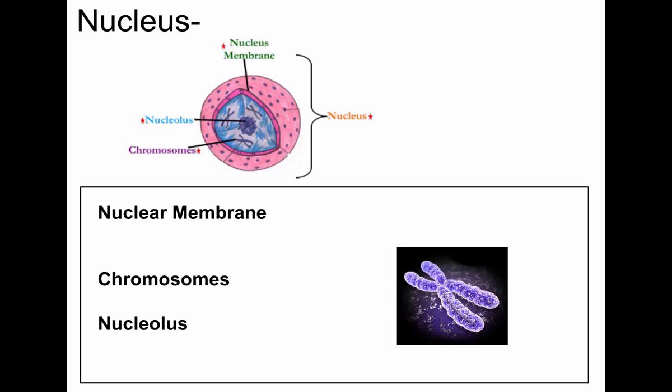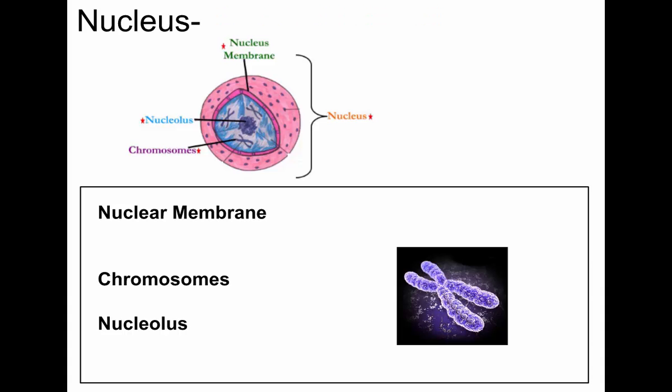All right, an important part of the cell is the nucleus. Okay, the nucleus sometimes is thought of as the control center of the cell because there's some very important stuff inside of the nucleus. We'll talk about that in a second.